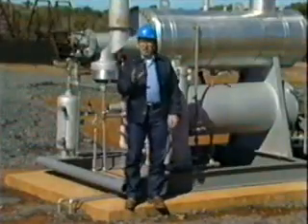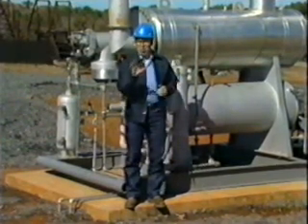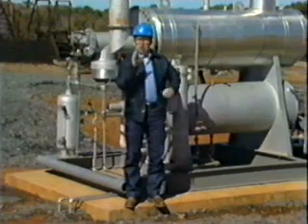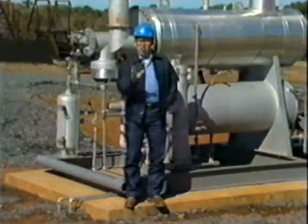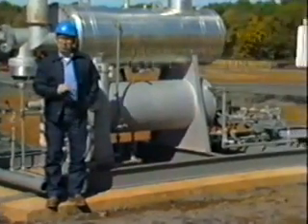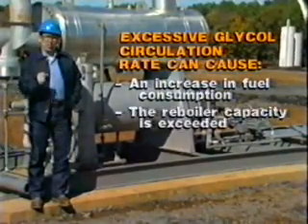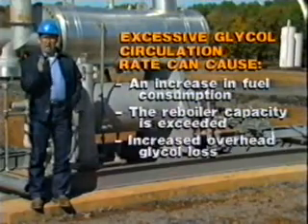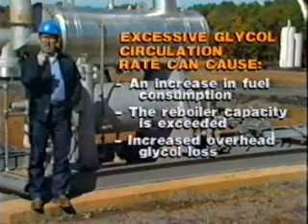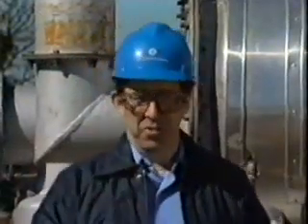If the glycol circulation rate is increased without changing other variables, the outlet dew point will be decreased. However, to produce the desired outlet gas dew point, you should use the lowest glycol circulation rate possible, because an excessive glycol circulation rate can cause the following problems: an increase in fuel consumption, an exceeded reboiler capacity, an increased overhead glycol loss due to the higher temperature of lean glycol going to the contactor, and an increase in pump maintenance. And that wraps up this section.